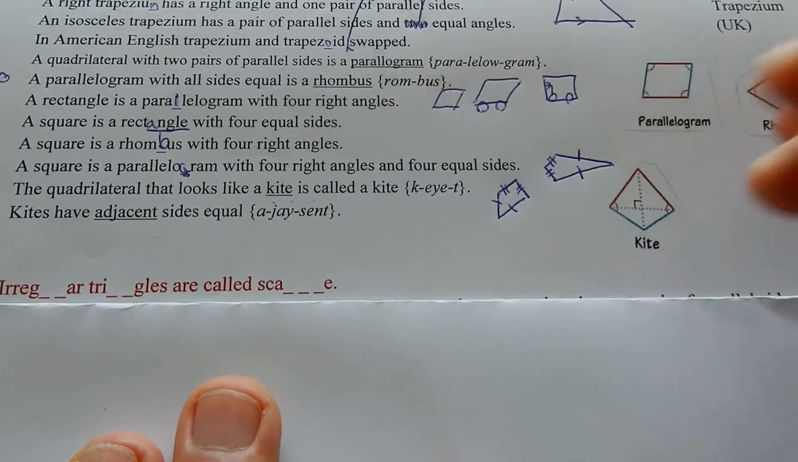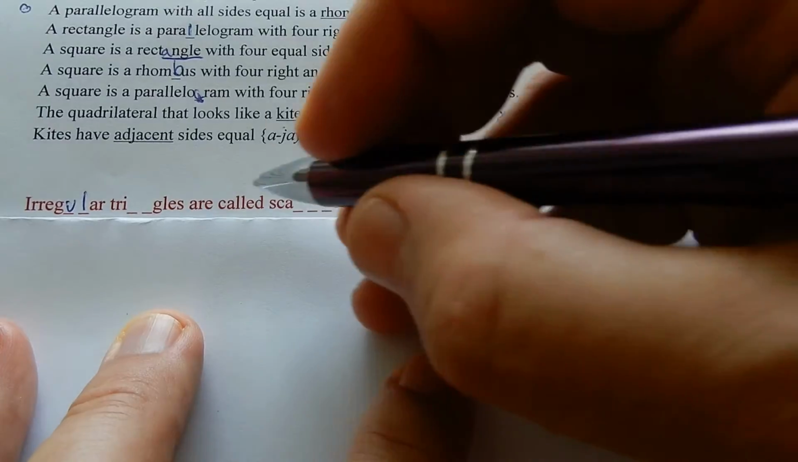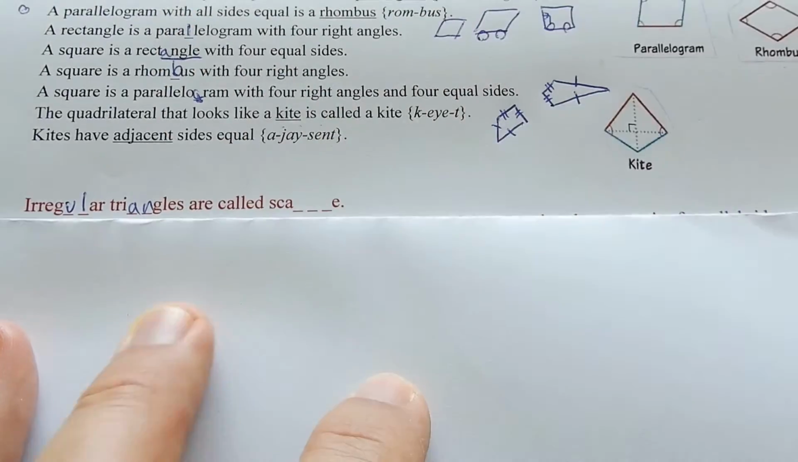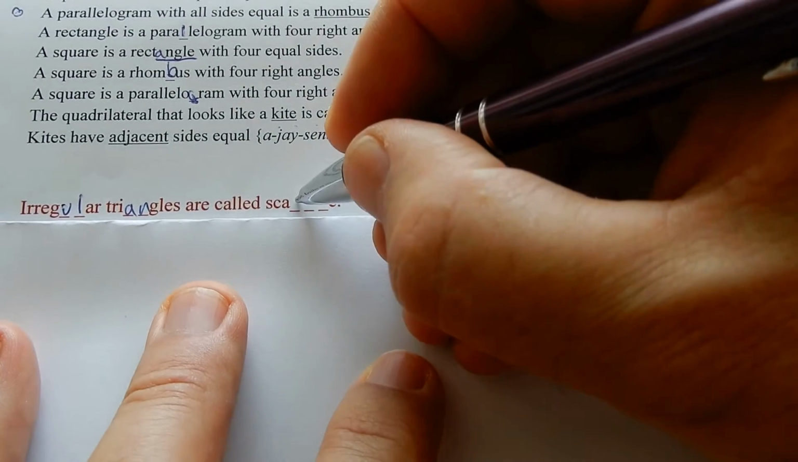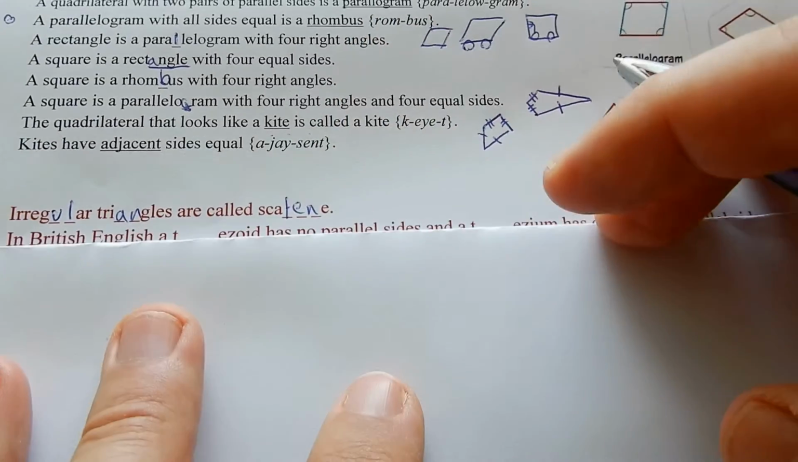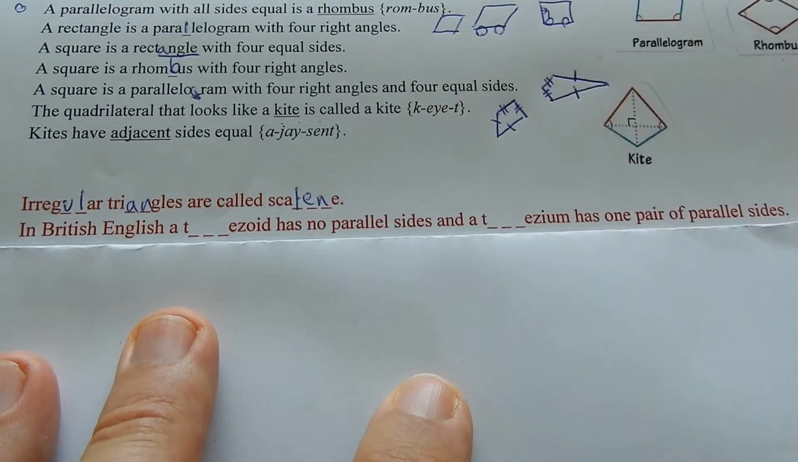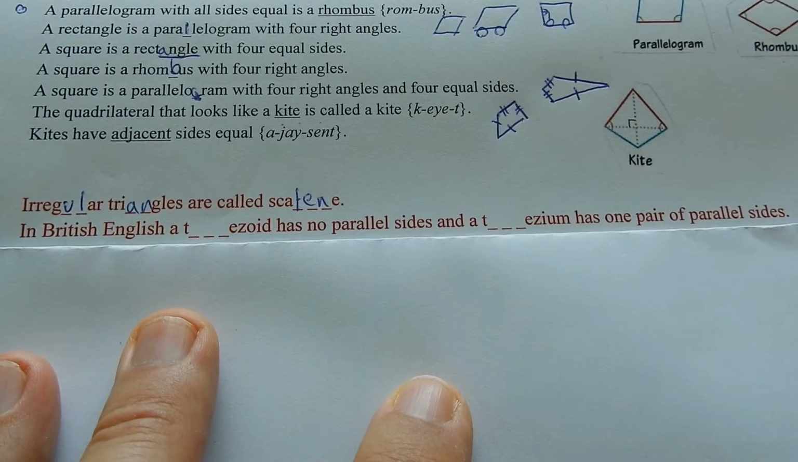Irregular triangles are called, ones with all the sides all over the place. Irregular triangles are called scalene.